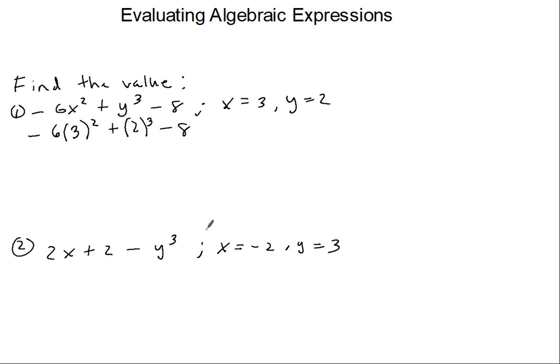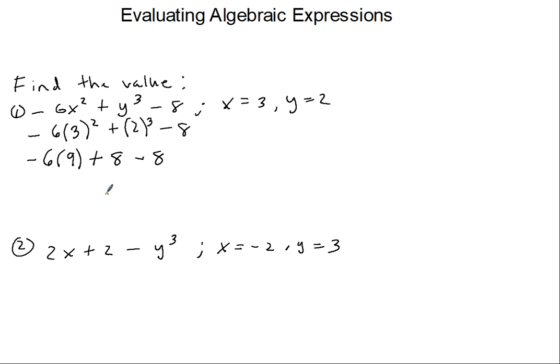Alright, now we're going to be using PEMDAS, which is order of operations. If you need some help on that, you can look at some of my previous videos. And we're going to be using order of operations to simplify the expression as much as possible. So we have exponents right here. This is going to be 3 squared, and that's going to become 9. So this is really negative 6 times 9. And then we have another exponent right here, 2 to the power of 3, which is 8. And then we have a minus 8 over here.